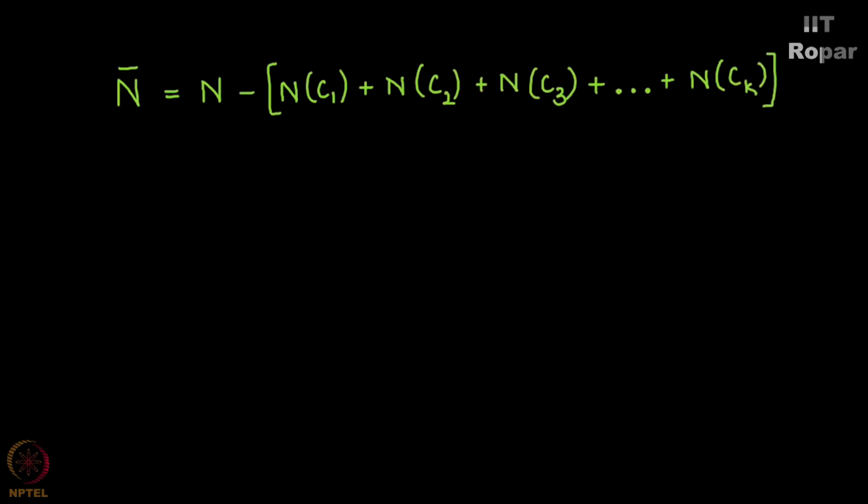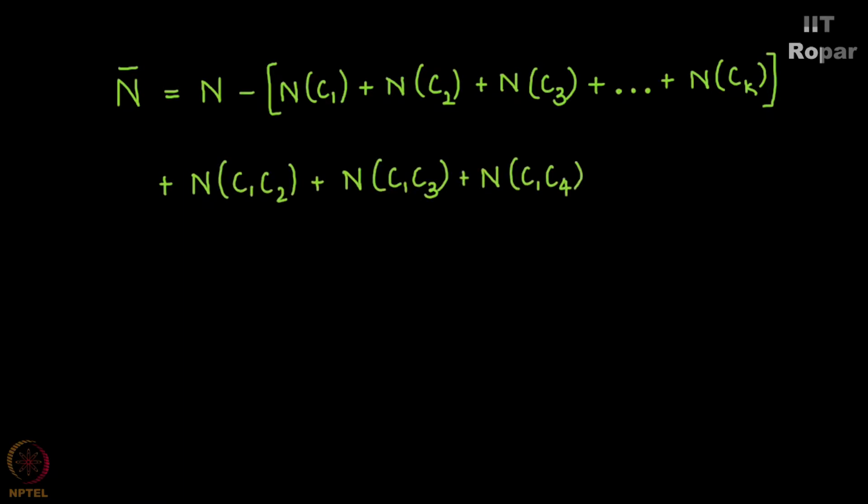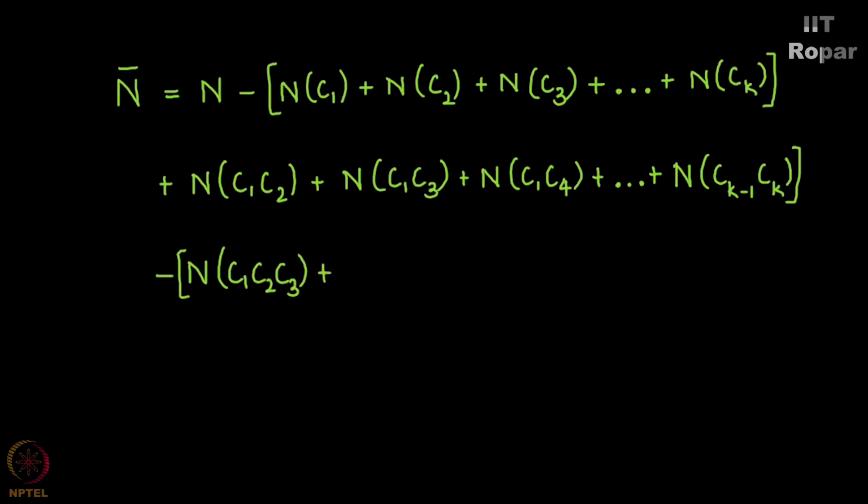N bar is equal to n minus n of C1 plus n of C2 plus n of C3 up to n of Ck, and then an alternating sign, plus n of C1 C2 plus n of C1 C3 plus n of C1 C4 and so on up to the last term n of Ck minus 1 Ck. And then again minus n of 3 terms, C1, C2, C3, C1, C2, C4 and so on. As you can see, in the previous entity, there were k choose 2 terms. Here there will be k choose 3 terms, and then k choose 4 terms, and so on.